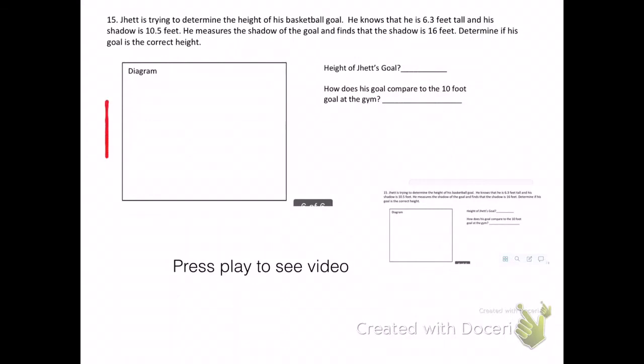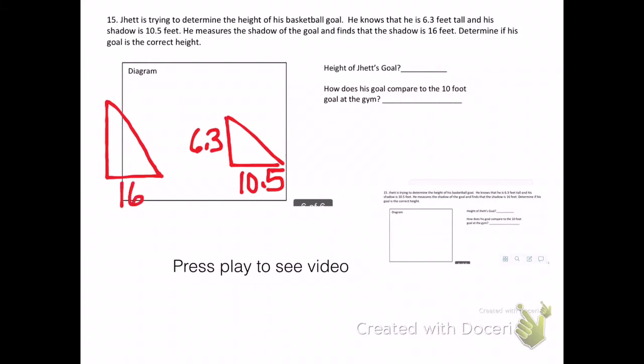So what I do is I use two triangles because we can use similarity. I'd use a smaller one for Jed. He's 6.3 feet tall. That's the vertical height. And his shadow is 10.5. Shadows are on the ground. The shadow of the goal is 16 feet. How tall is the goal? So you need to set up your proportions because they're similar objects. The values in the first triangle are x and 16. The values in the second triangle are 6.3 and 10.5.